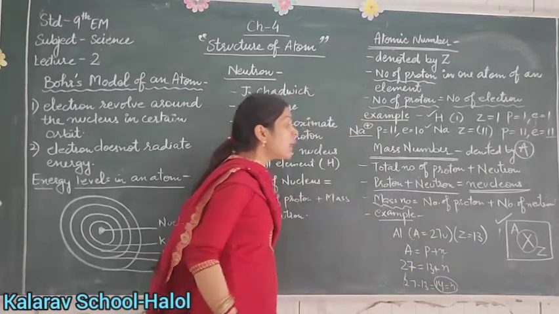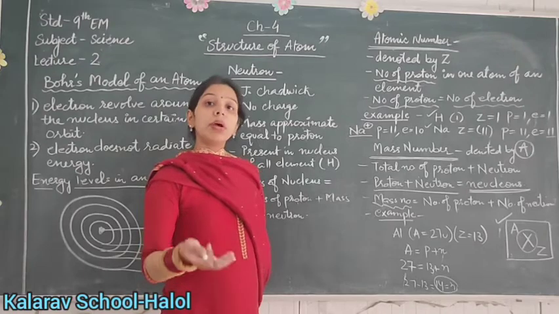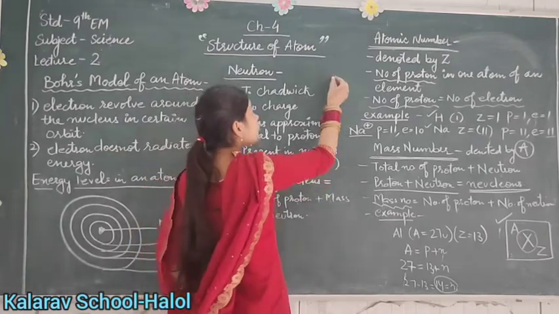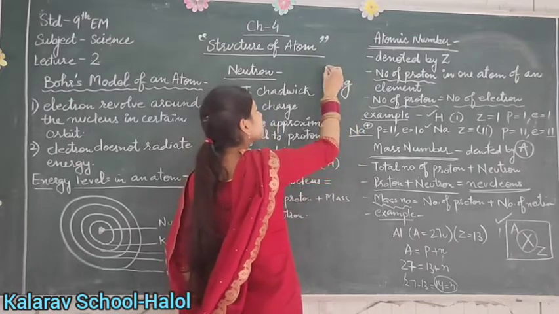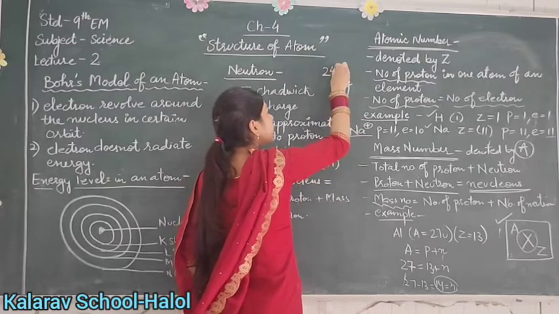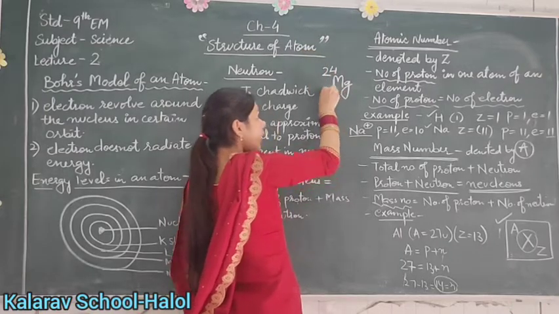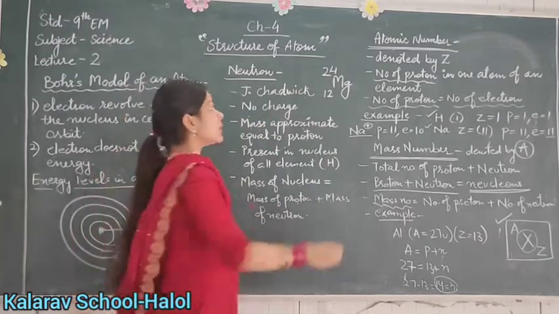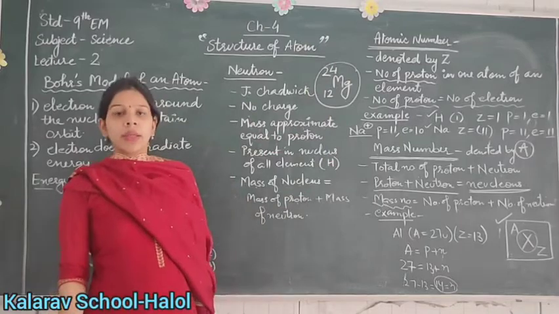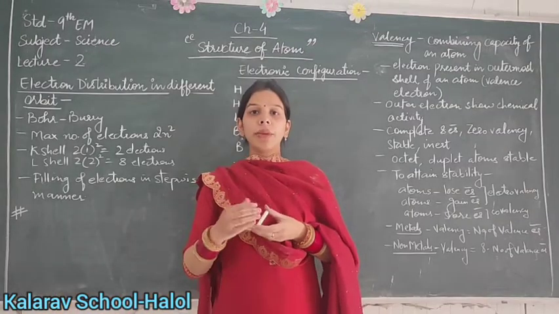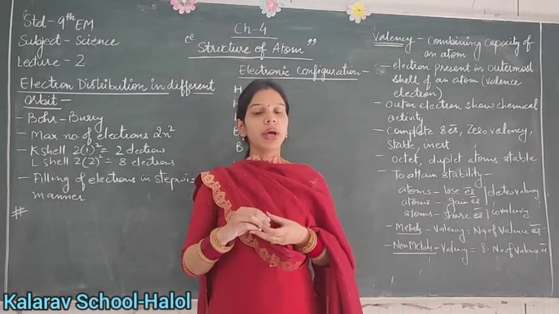So how do we write the representation? How do we represent the symbol of an element? For example, if we want to write the symbol for magnesium, its mass number is 24 and its atomic number is 12. So here it is the symbolic representation of an element. So the atomic number and mass number are given by the symbol as I showed you earlier.